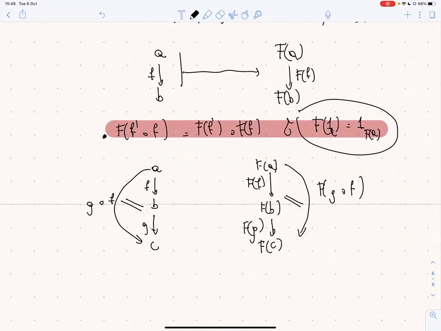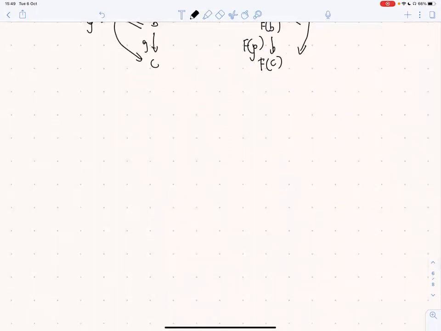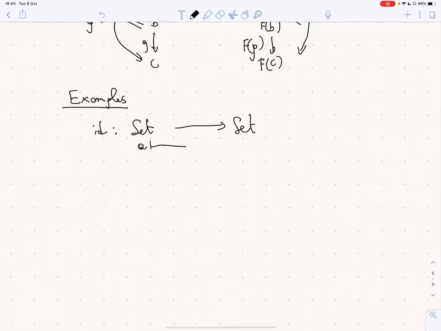So now examples. Maybe one example is the identity functor, let's say from Set to Set. Of course, it doesn't matter that it is Set. I could have chosen another category. It really doesn't matter. And this is the functor which sends every set A into itself and every function into itself. I mean, this is a very stupid functor in a way.